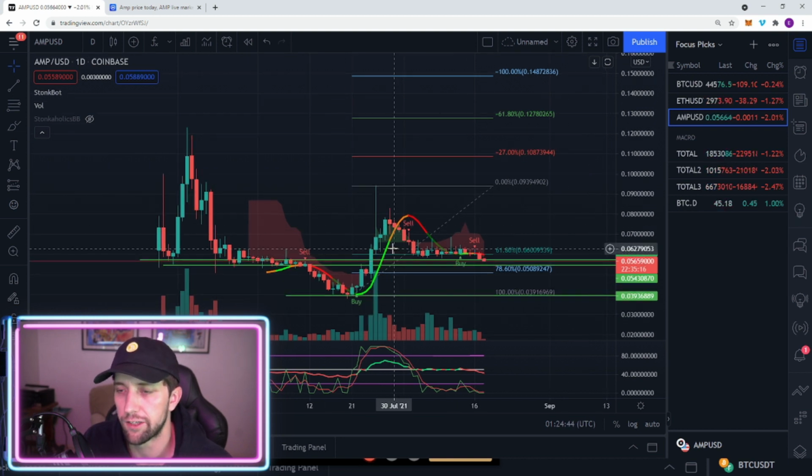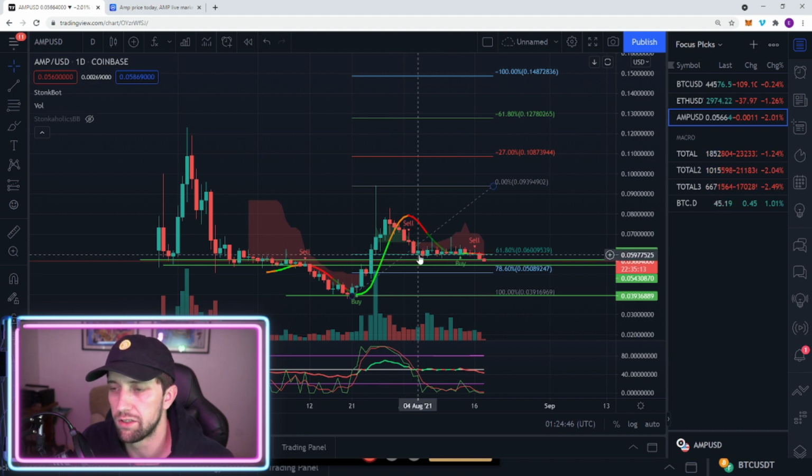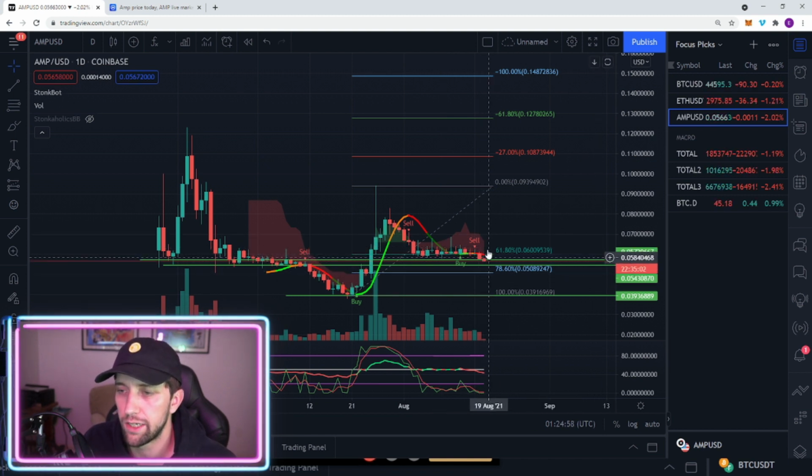Now, keep in mind, projects like this are going to do what the market wants to do. So no matter how good the setup looks, if Bitcoin wants to pull down, everyone's going to pull down with it. So keep an eye out on Bitcoin. Keep an eye out on the macros. Wait and see when price starts to move back up. And if AMP wants to move up with it, then it's a solid buy opportunity.